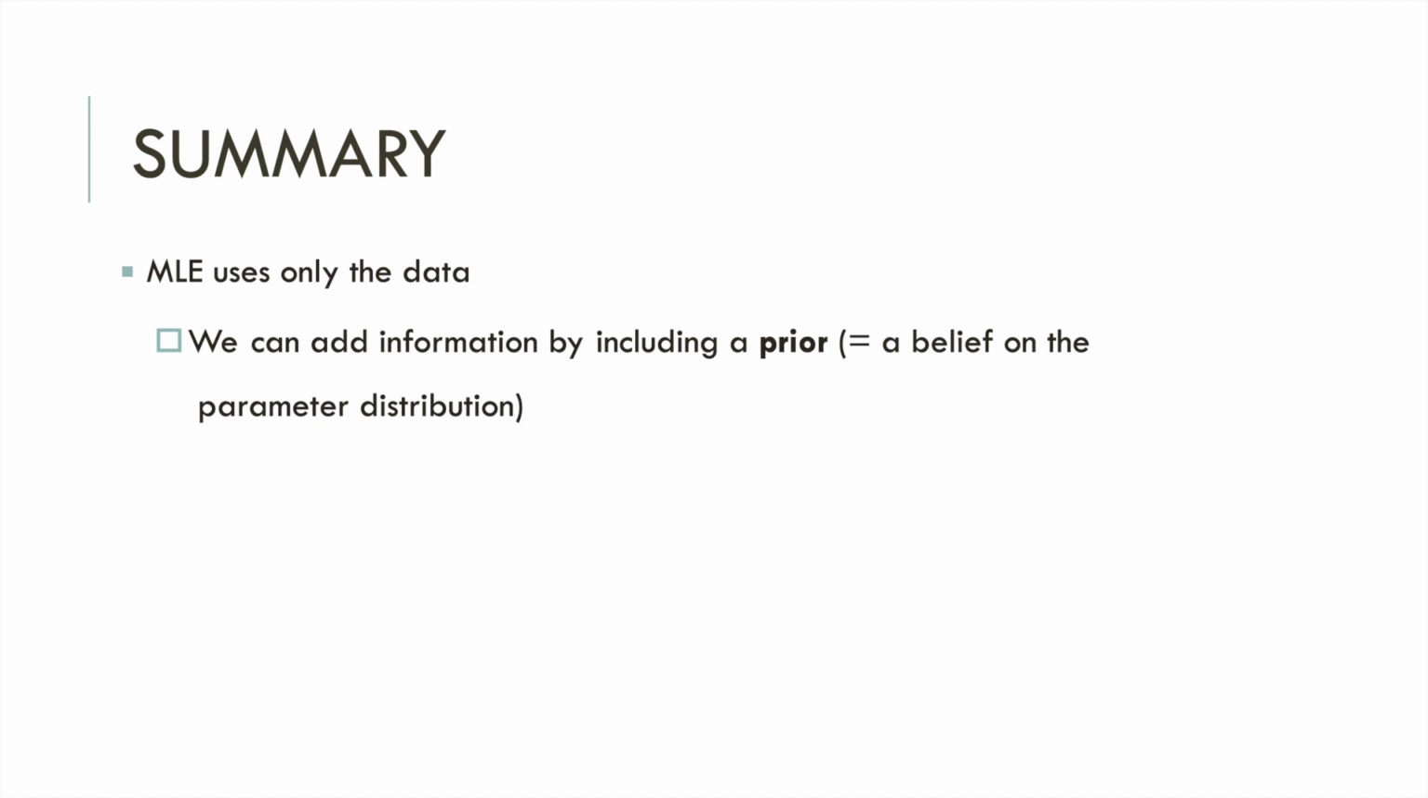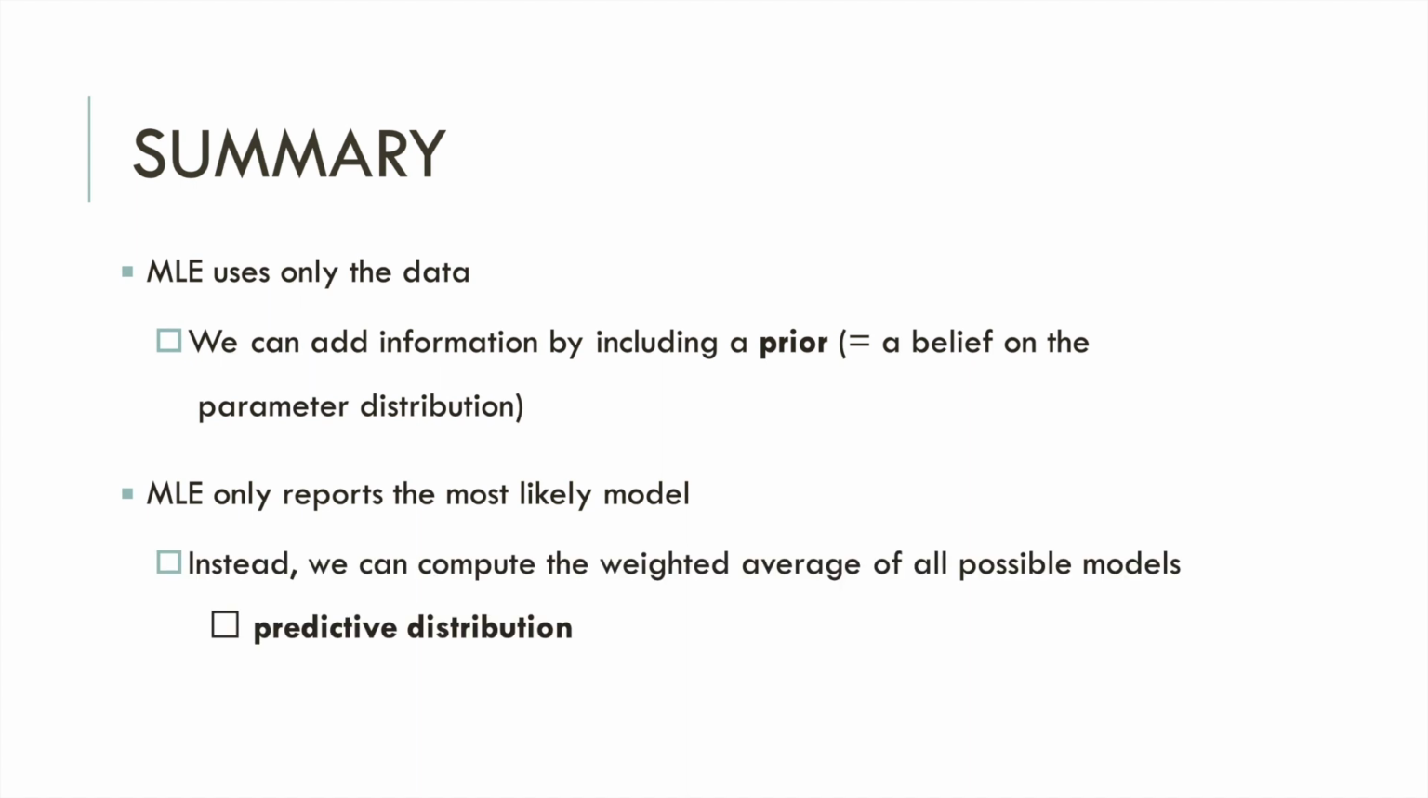To summarize what we've learned, we can say that the maximum likelihood approach uses only the data. For this approach, we can add information by including a prior, which is a belief on the parameter distribution. The maximum likelihood approach only reports the most likely model. To more adequately predict scenarios that involve a coin, for instance, we can compute the weighted average of all possible models with the predictive distribution.